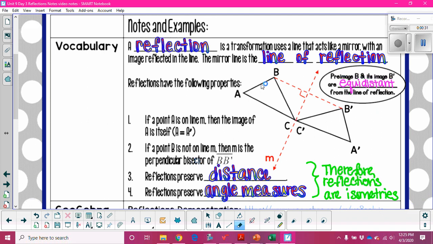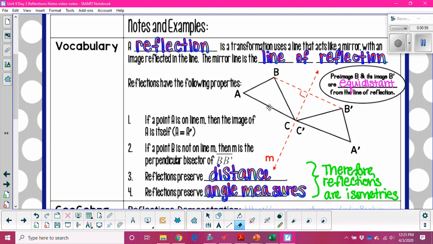Basically what we have here is triangle ABC over here, and this is the pre-image, and it was reflected across line M. This is the line of reflection to obtain the image over here of triangle A prime, B prime, C prime. Here are some of the properties. If point A is on line M, then the image of A is itself. So A would equal A prime.